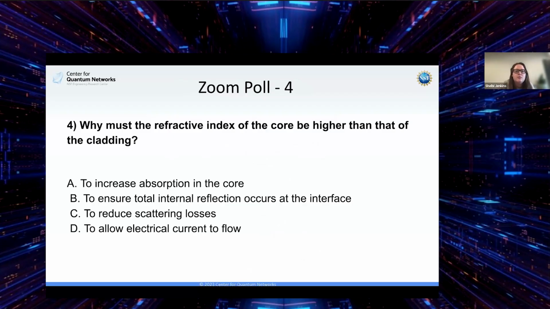Okay, another Zoom poll. Why must the refractive index of the core be higher than that of the cladding? All right, for those of you that said B, that is correct. The difference between the core index and the cladding index is what allows us to achieve critical angle total internal reflection. If it were the opposite, where the core material index is less than the cladding, then you won't see that critical coupling. You'll just have light refract into the cladding material and there won't be any waveguiding at all.